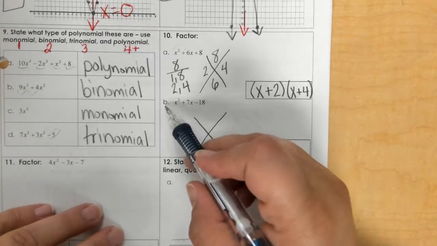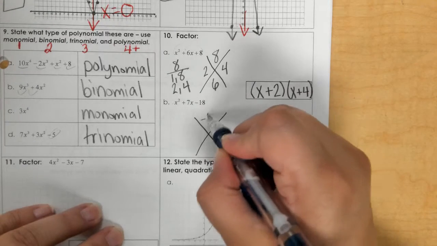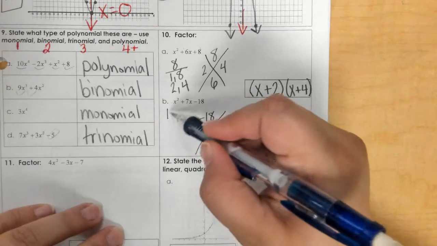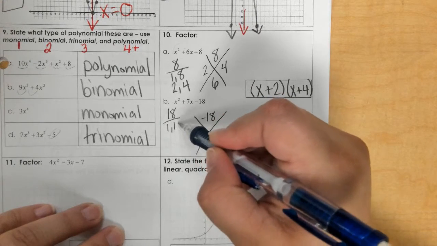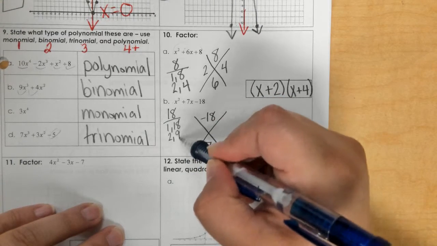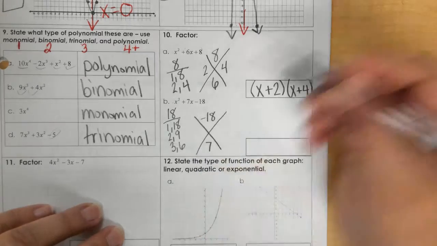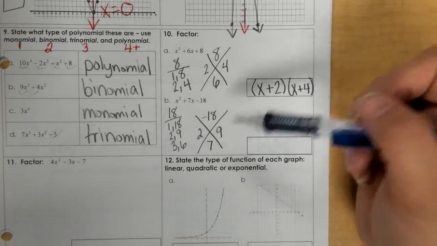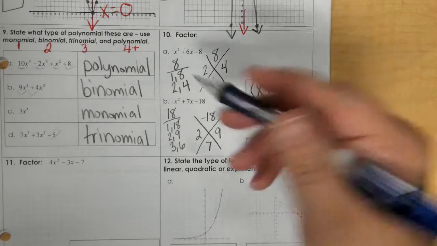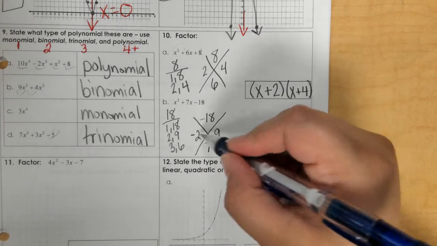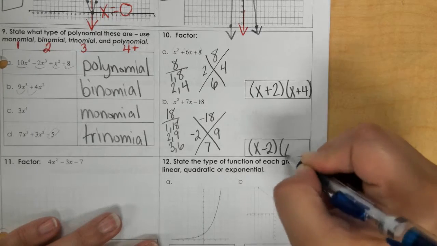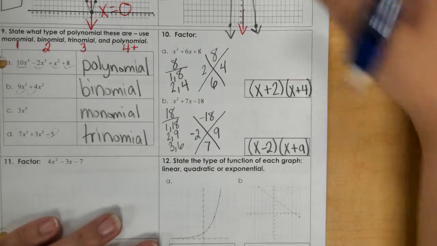For the bottom one, we're going to go 1 times negative 18 is negative 18, and we're trying to get to 7. The factors of 18 are 1 and 18, 2 and 9, 3 and 6. So for 2 and 9, to get 7, we'd have to subtract the 2. 9 minus 2 is 7. So this is simply x minus 2 and x plus 9.